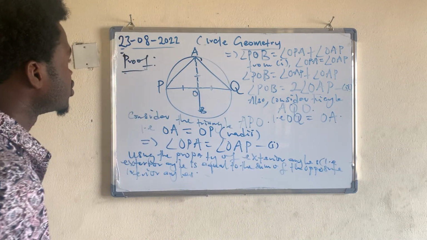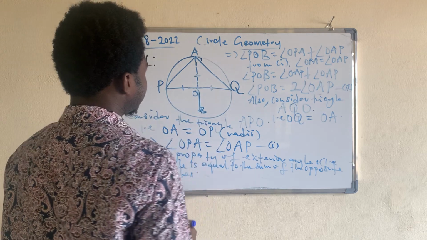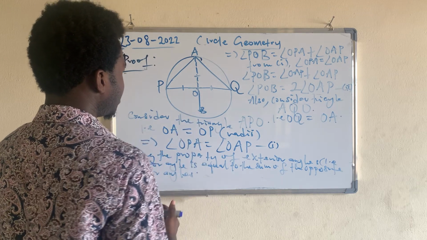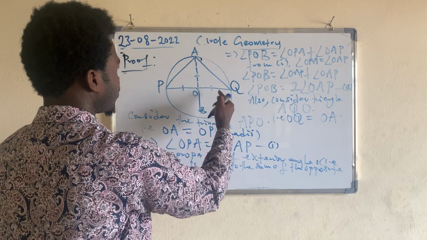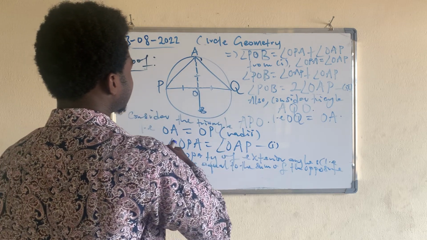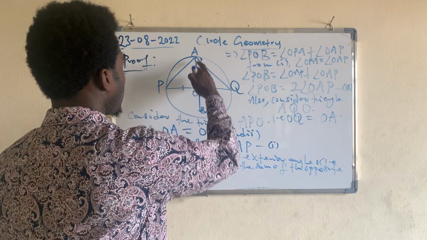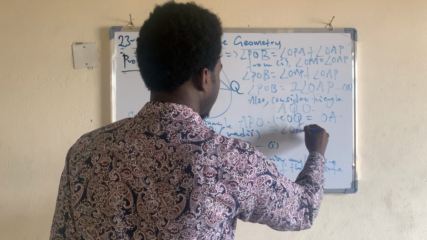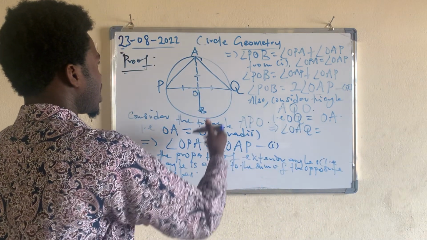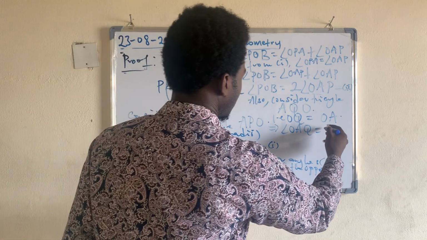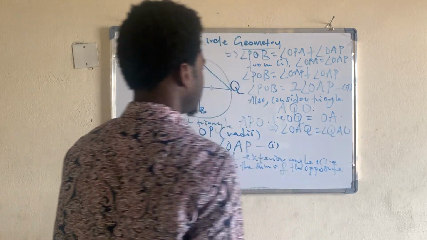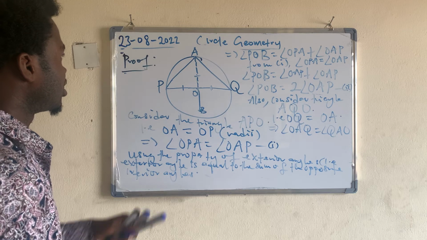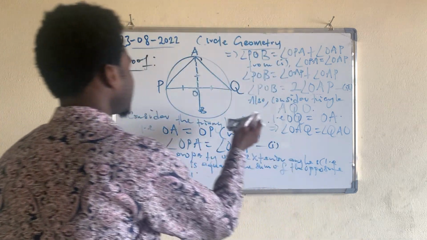So if OQ is equal to OA, the angles opposite the equal side lengths will be equal as well. So the angle here and the angle here have to be the same. So it implies that angle OAQ will be equal to angle QAO. So I will rub off the diagram here.